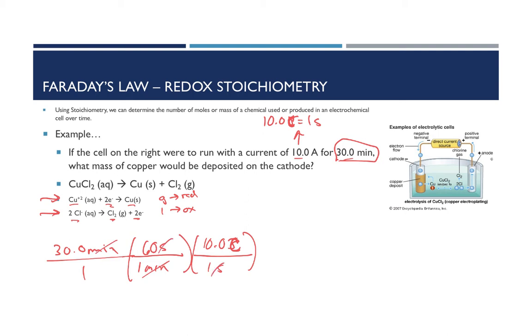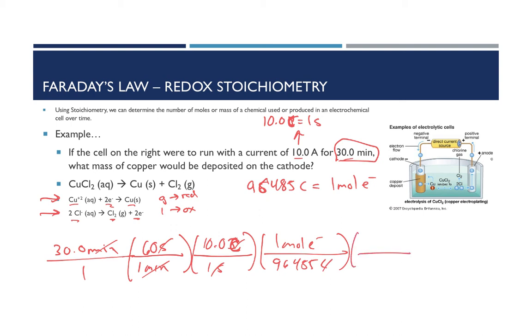Well, do we know anything else about coulombs of charge? Well, yes. We know that 96,485 coulombs equals 1 mole of electrons. Okay, so I'm going to go 96,485 coulombs per 1 mole of electrons. Okay, well, now I've gotten myself to moles of electrons. So now I can just use a mole ratio to get me from there to copper.